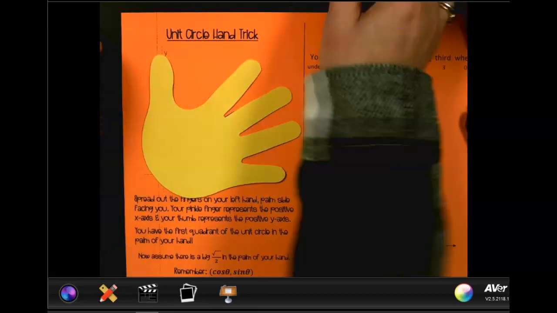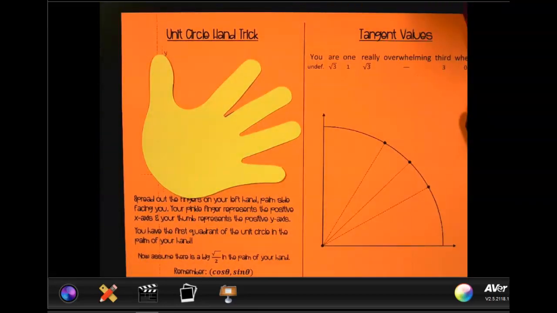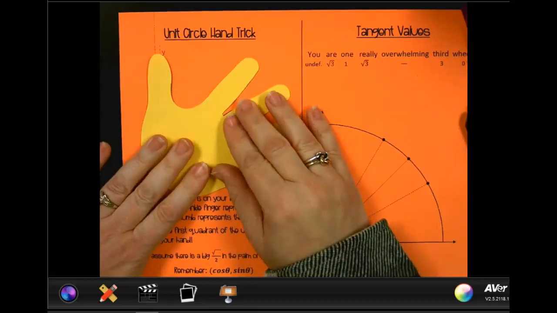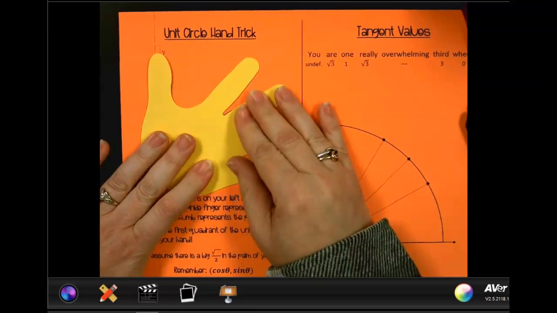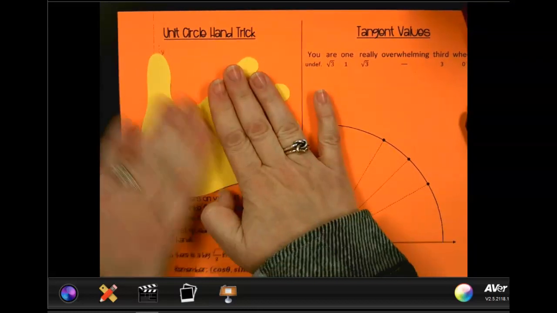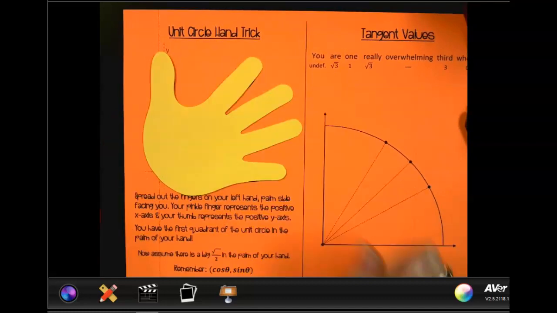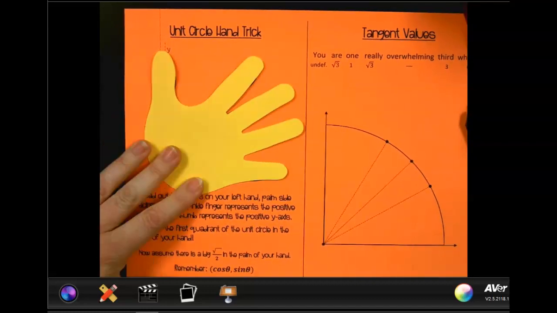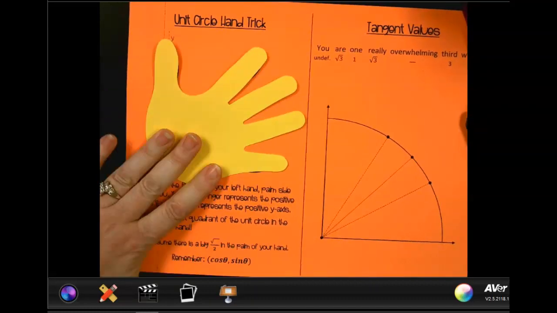Oh, here, y'all only had one. I'm sorry. It's because I stole it last period. Oh, good Lord. That's what you get for not handing the hands out. Yikes. Okay.